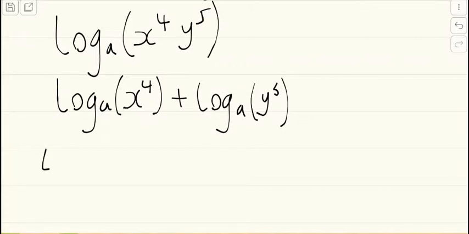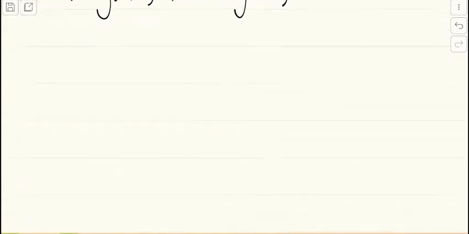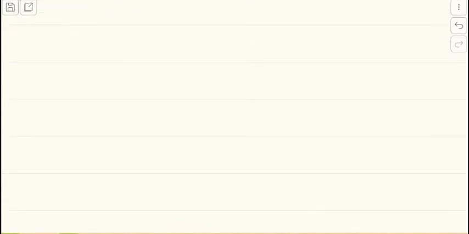We write it as 4 log to the base a of x plus 5 log to the base a of y. And that's what we are looking for there. Okay, let's take another example just to keep the ball rolling.